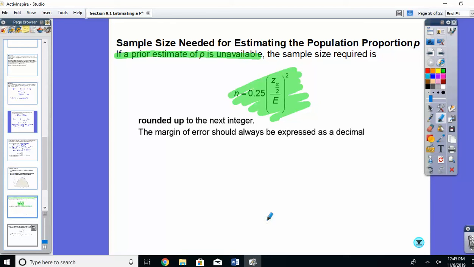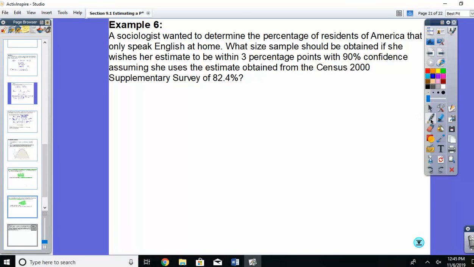So let's look at this. A sociologist wants to determine the percentage of residents of America that only speak English at home. What sample size should be obtained if she wishes her estimate to be within 3 percentage points with 90% confidence, assuming she uses the estimate obtained from the census in 2000 of 82.4%? So, do we have a previous value? Yes. So we are using the first formula.